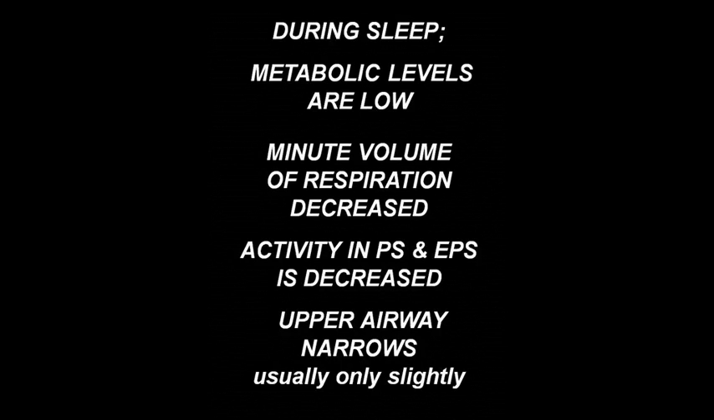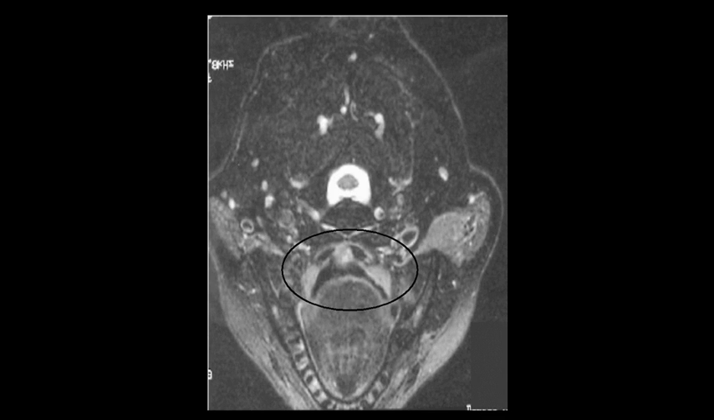During sleep, metabolic levels are low, minute volume of respiration is decreased, and the sleeping brain exhibits diminished activity in the pyramidal and extrapyramidal systems, and the upper airway narrows. But in health, during sleep, it usually only narrows slightly. Now, examine this CT scan taken at a level closer to the base of the tongue.